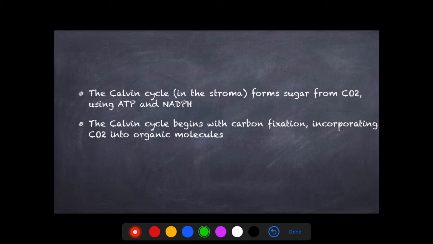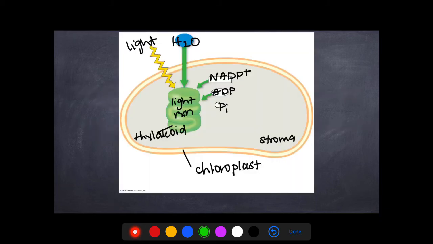You also have something called the Calvin cycle. It's named after Melvin Calvin, who figured out the steps in about 1940. The Calvin cycle occurs in the stroma, which is in the chloroplast, and it forms sugar from taking in carbon dioxide, and then it uses ATP and NADPH. The Calvin cycle begins with carbon fixation, which incorporates carbon dioxide into organic molecules.